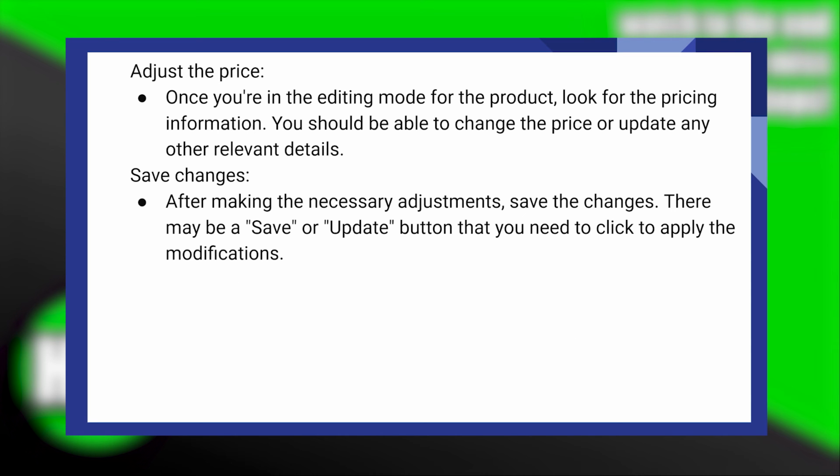Once you are in the editing mode for the product, look for the pricing information. You should be able to change the price or update any other relevant details. After making the necessary adjustments, save the changes. There may be a save or update button that you need to click to apply the modifications.